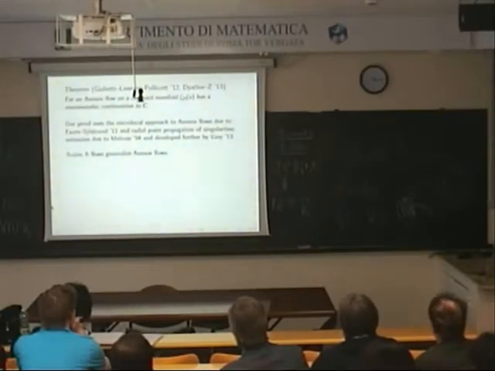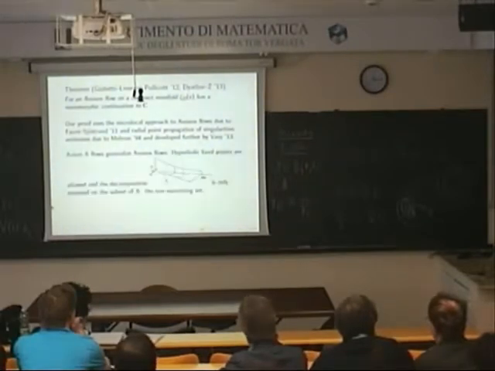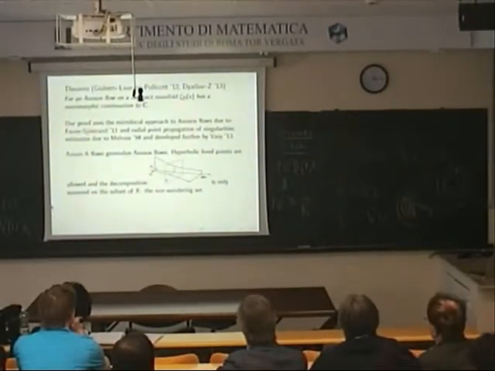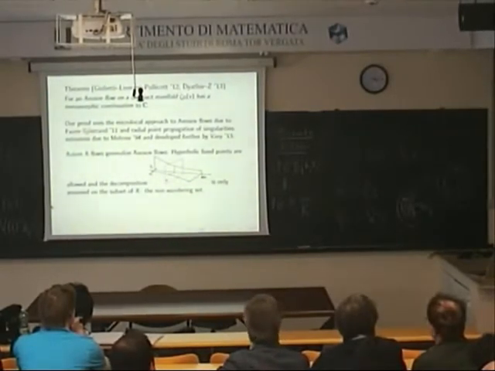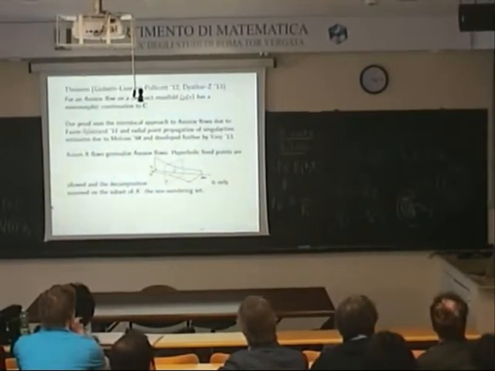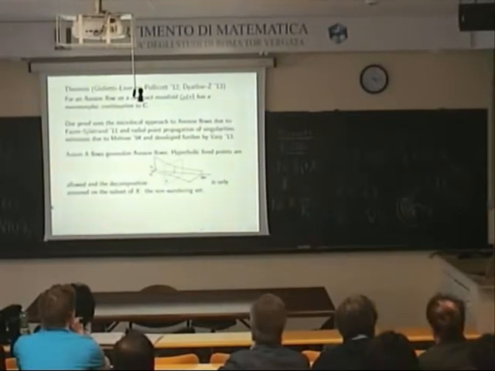And Axiom A, which actually was the original setting of Smale's conjecture, is the following setting. I'm not going to give a technical definition, but roughly speaking, you are allowing fixed points as well, in addition to closed orbits. But these fixed points have to be hyperbolic, and the decomposition is only assumed on some subset of X, namely something called the non-wandering set. So it's a much more general situation than Anosov flows. And this was actually the setting of Smale's conjecture.